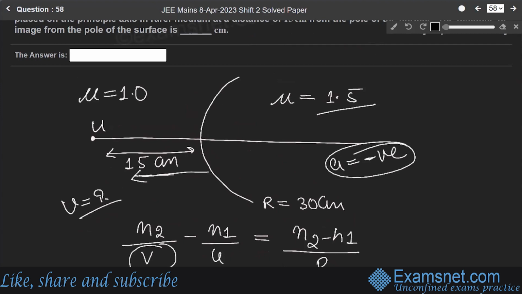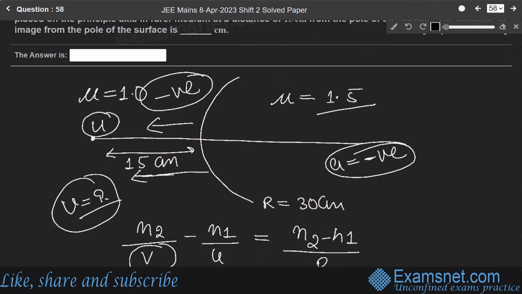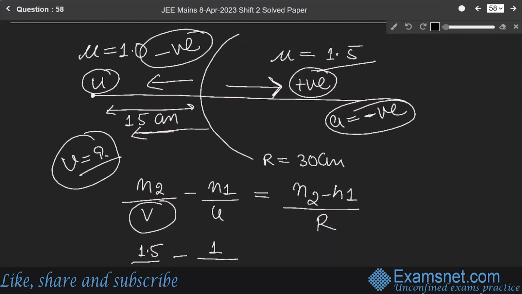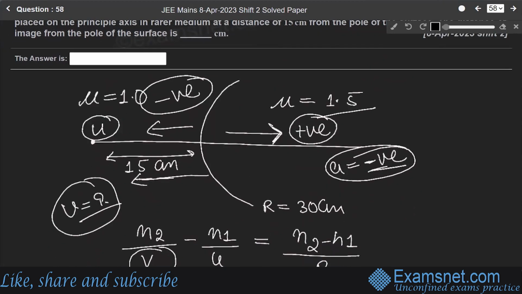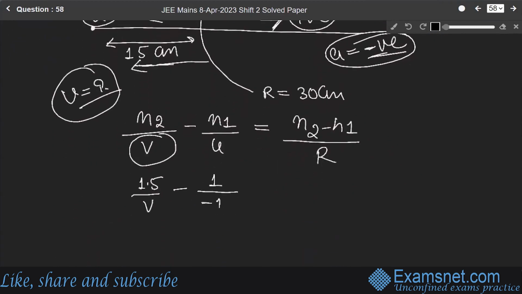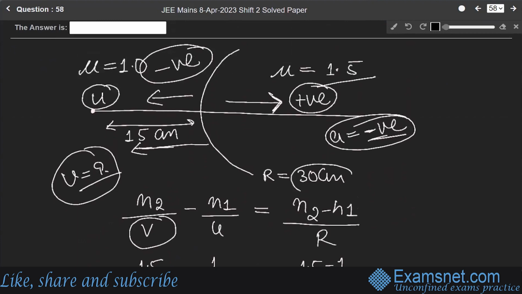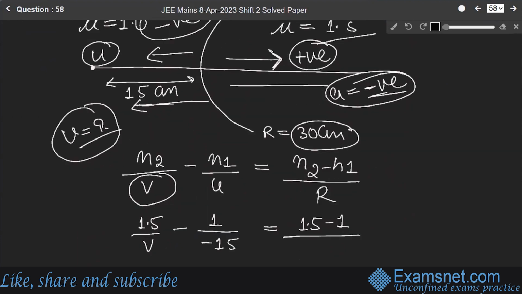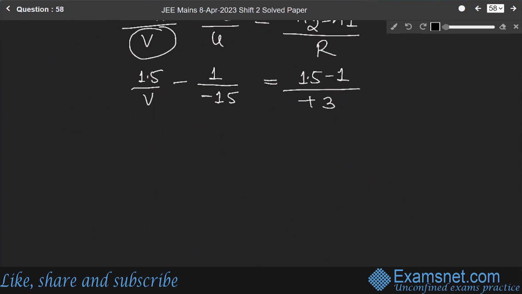Whatever the object or image, when the object and image are on the left side, we take them as negative due to sign convention, and when they are on the right hand side, we take them as positive. Since the object is on the left side, we take it as negative. So U is 15 centimeter, meaning minus 15, equals N2 minus N1, 1.5 minus 1 over R. Radius of curvature 30 centimeter. It is on the right hand side, so we take it as positive, plus 30.